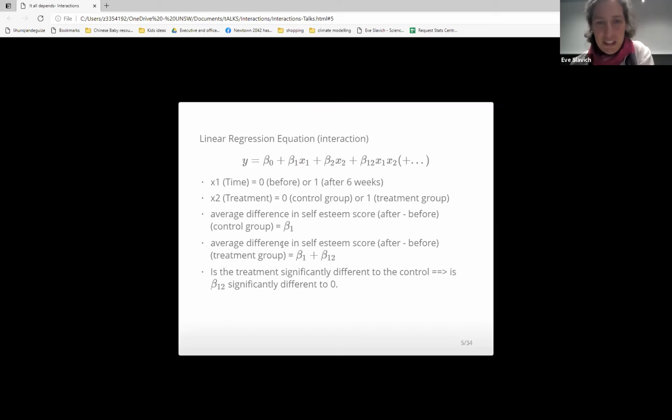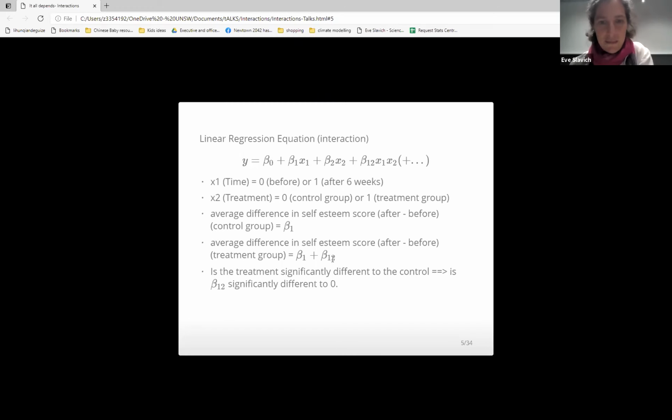If we want to know what the average difference in self-esteem score is in the treatment group, then we have x2 in there as well. And so then we're looking at x2 is 1. And so we're looking at beta0 plus beta1 plus beta2 plus beta1,2 minus beta2 minus beta0. And so that's the average difference in the treatment group.